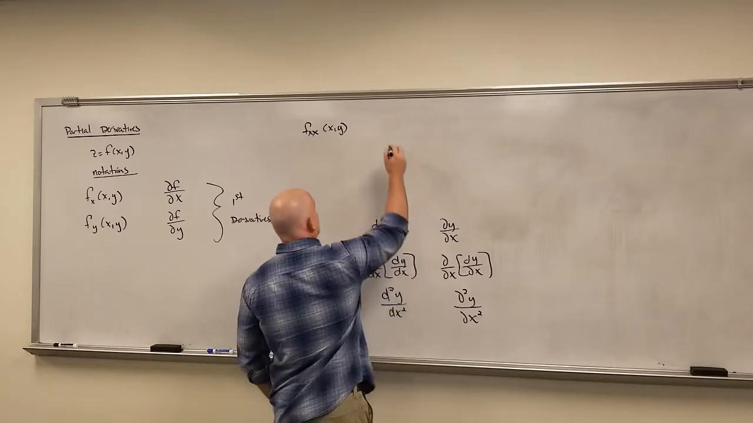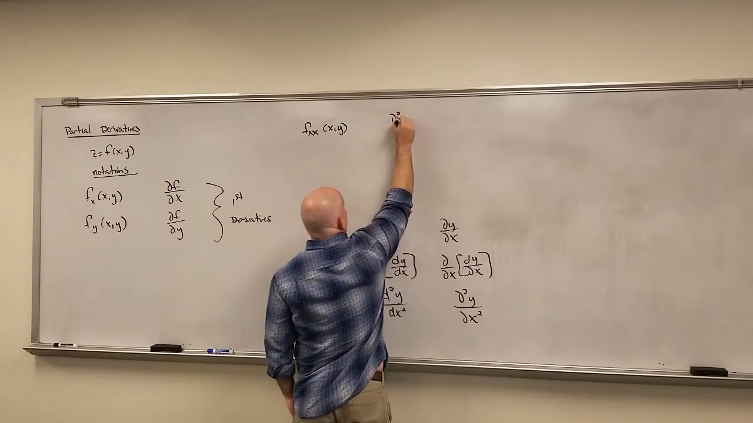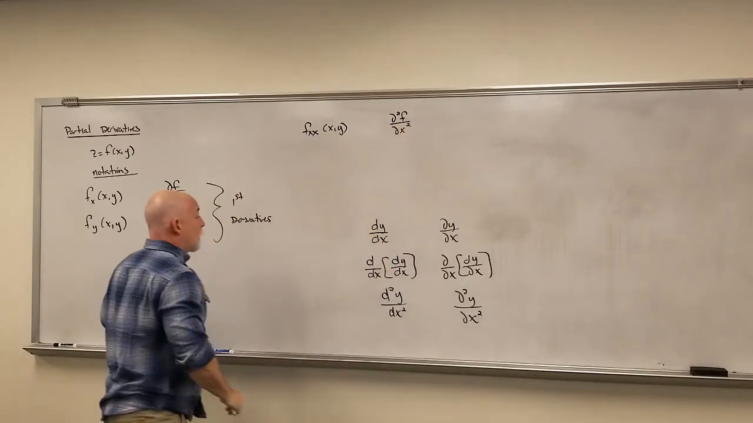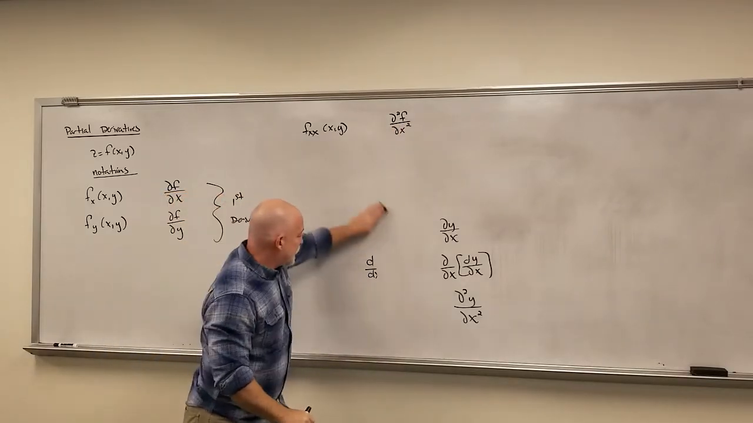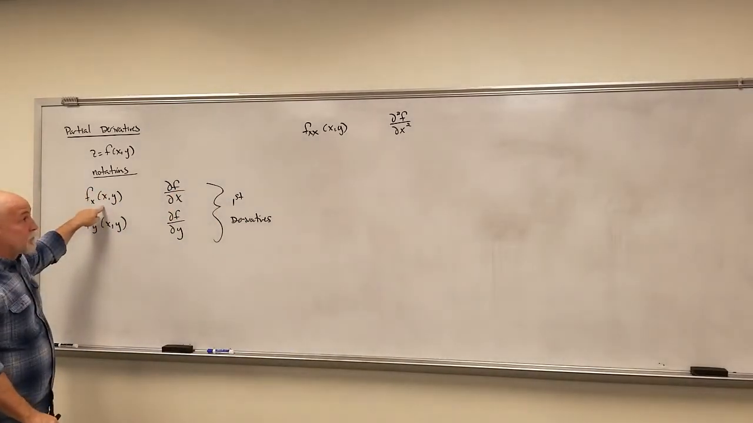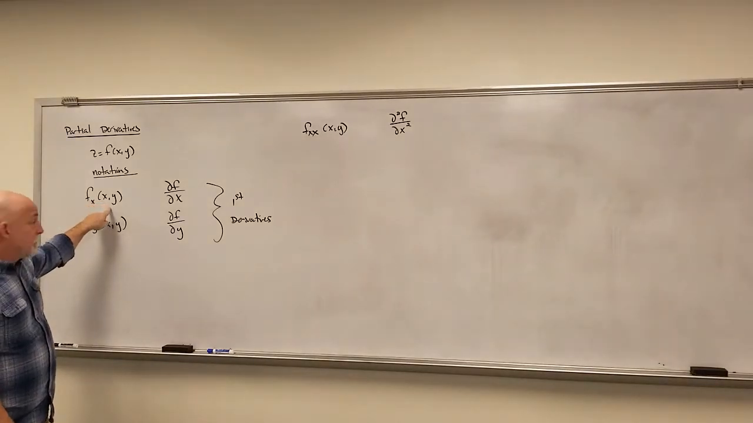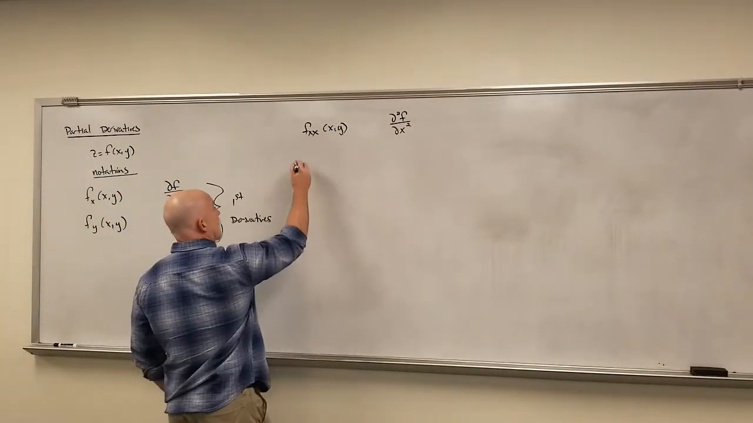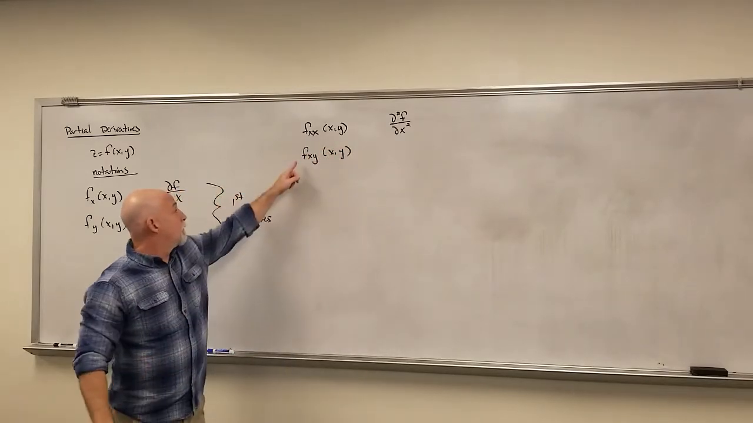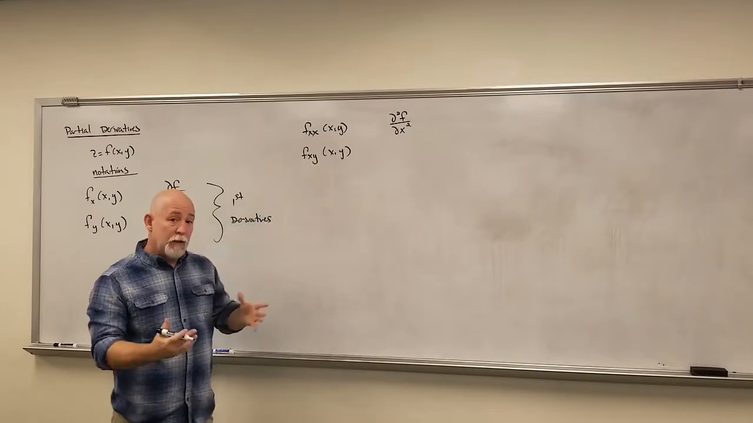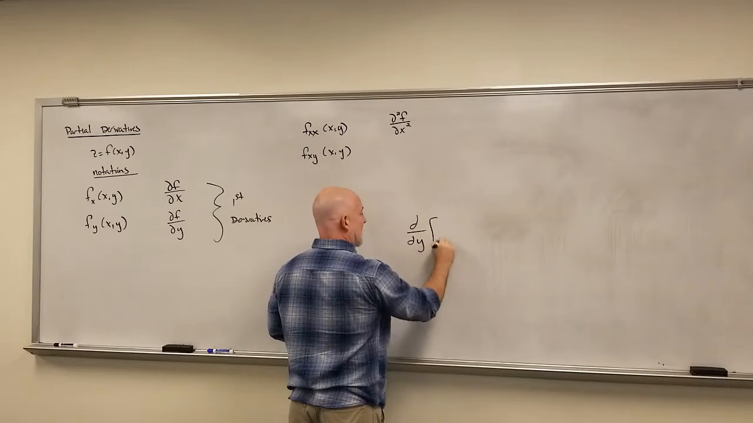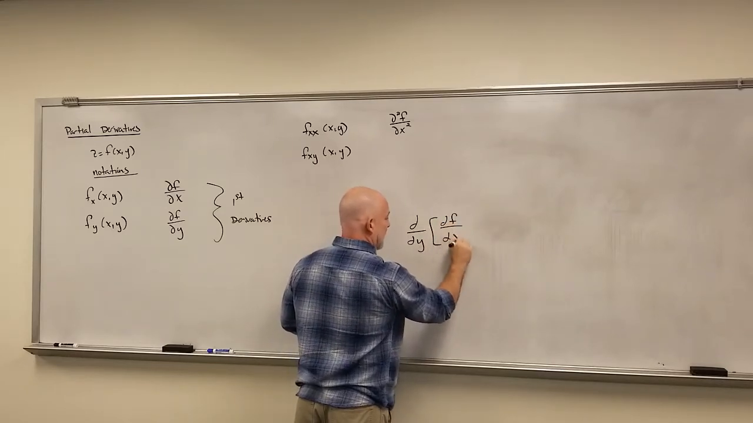The next one's going to be a little bit trickier. So let's see, it's going to be partial squared f with respect to x. Okay, so that was if we took the derivative of this derivative with respect to x. Now we can also take the derivative of this with respect to y. So that would be f sub xy. So that's the derivative with respect to x, then y. Now here's where it gets a little confusing. Remember what we're doing? We're doing the derivative with respect to y of the derivative with respect to x.